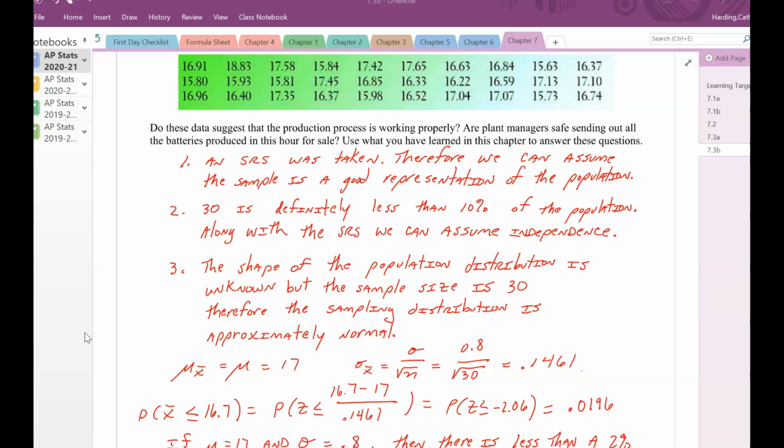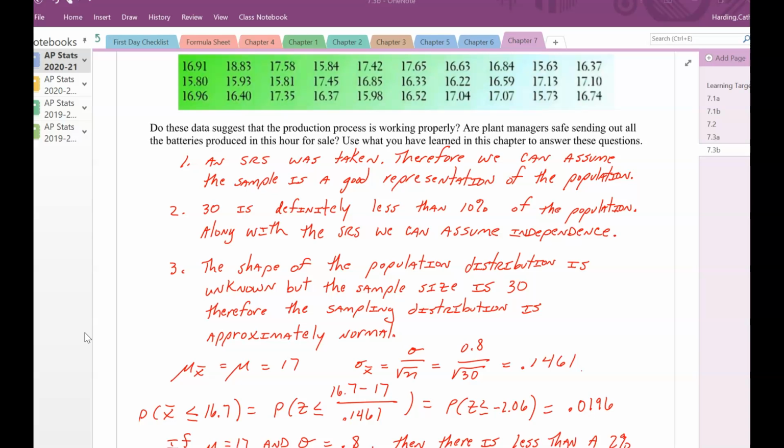All right, so before you start any problem involving a sampling distribution, you need to go through and make sure that conditions are met before you proceed. So first of all, it needs to be a random selection process. And it does say an SRS was taken, therefore we can assume the sample is a good representation of the population. The second condition is independence. Remember, there's two things that contribute to that. The first is the SRS, which we already established happened. And then 30 is definitely less than 10% of the population. It's likely that any company out there produces more than 300 batteries of any given type.